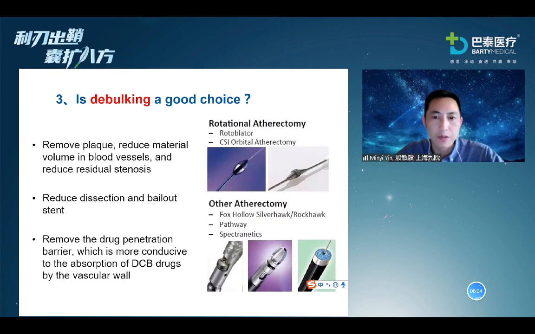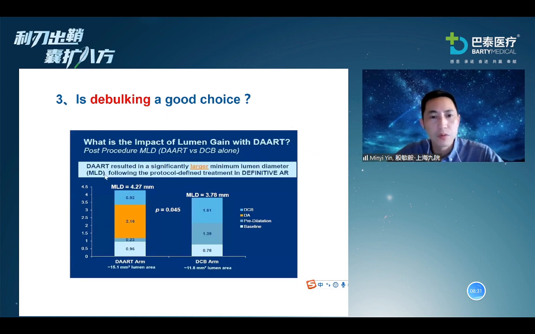We also have laser, we have Hawk, we also have Rotarex, and that's for the plaque removal. And so far, we don't have orbital atherectomy. All of those debulking devices can remove the plaque and also reduce dissection. And after debulking, we use DCB. It helps with the drug absorption.